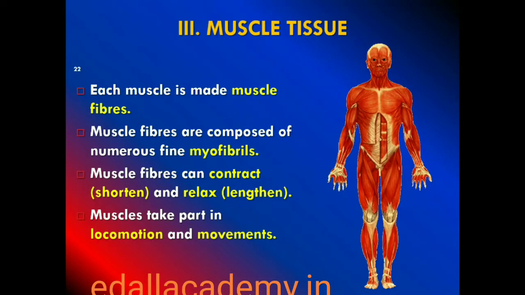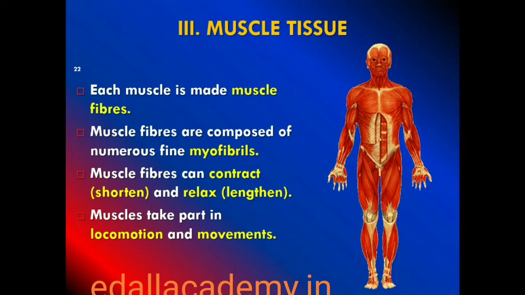7.1.3 Muscle tissue. Each muscle is made of many long, cylindrical fibers arranged in parallel arrays. These fibers are composed of numerous fine fibrils, called myofibrils. Muscle fibers contract, shorten, in response to stimulation, then relax, lengthen, and return to their uncontracted state in a coordinated fashion.